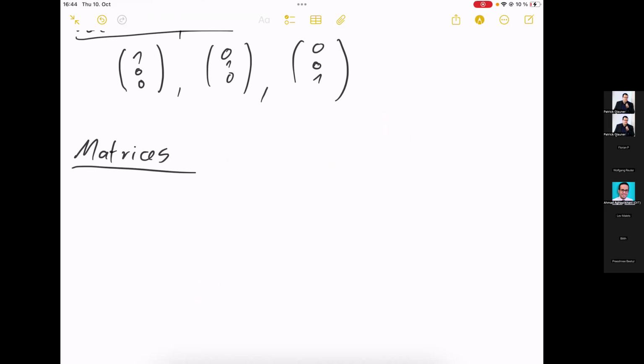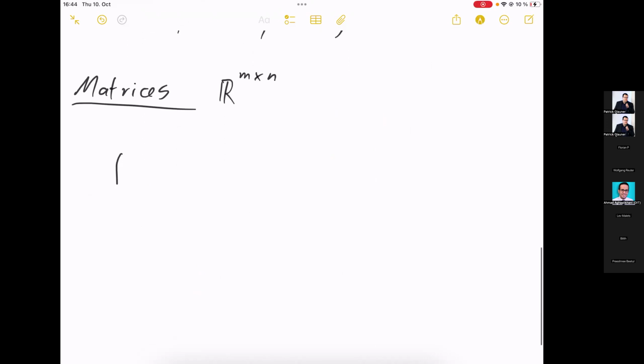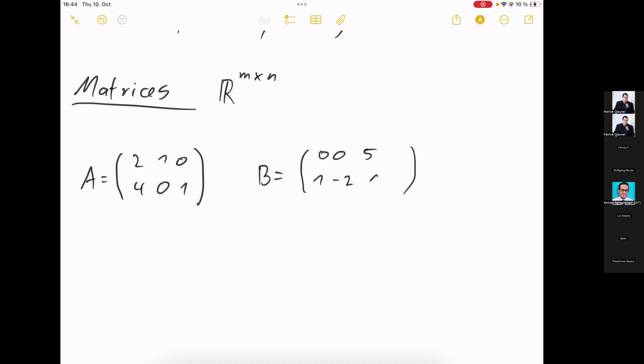So a matrix is a structure, say from the real numbers, of m times n. That means a matrix has m many rows and n many columns. And a sample matrix could be, for example, something like this, say 2, 1, 0, 4, 0, and 1. Oftentimes, matrices are denoted by capitals, like here, a capital A, a capital B would be another matrix, 0, 0, 5, 1, -2, and 0.